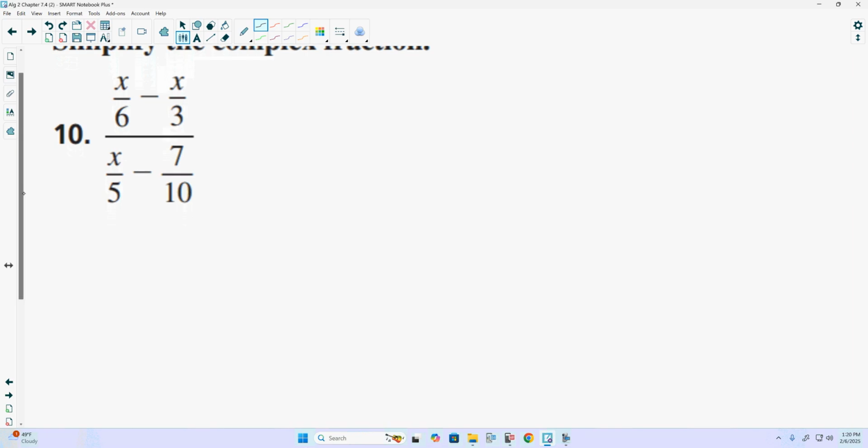x minus x over 6 minus x over 3, all over x over 5 minus 7/10. Least common denominator. Here we have a few numbers: 6, 3, 5, and 10. So we're looking for the least common denominator. We're looking for the first number that we can turn 6, 3, 5, and 10 into, going up from there, that we can make be the same.